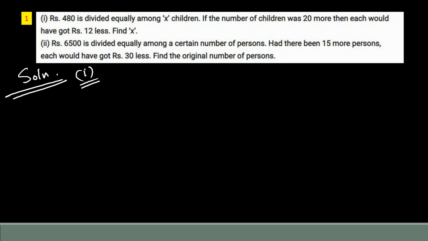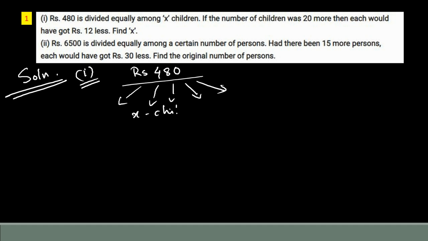Number one, rupees 480 is divided equally among x friends. So first, let's say this is rupees 480. This is divided among x children. If rupees 480 is divided among x children, how much did each child get? 480 divided by x, right? If it's 480 and 10 children, how much money does each child get? If the total money was 480 and the number of children was 10, it's 480 divided by 10, right? Here it is 480 divided by x.